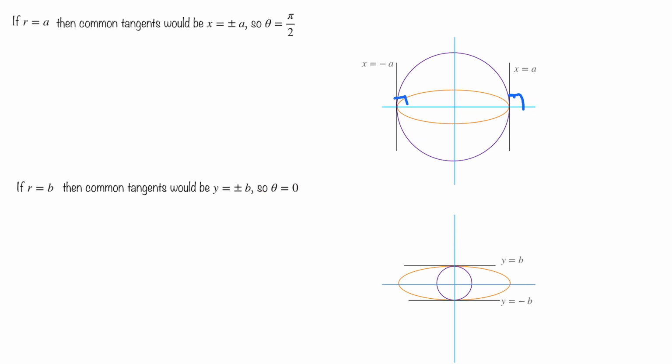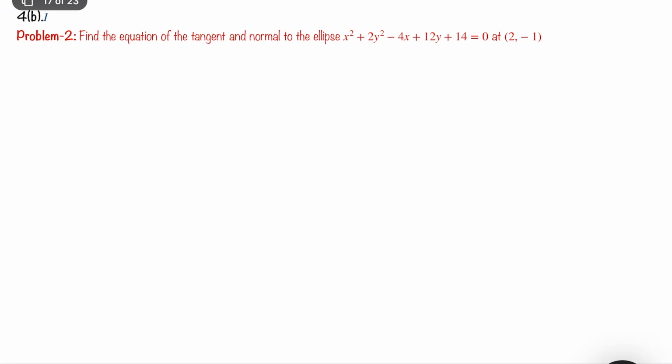Fine. Okay. Next, problem 2 from section 1 of exercise 4b. Find the equation of tangent and normal to the ellipse x square plus 2y square minus 4x plus 12y plus 14 equal to 0 at the point 2 comma minus 1. Okay. First, let us find out the slope of the tangent. What is our ellipse equation here? x square plus 2y square minus 4x plus 12y plus 14 equal to 0.